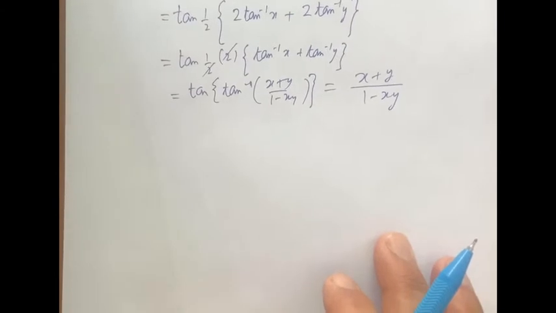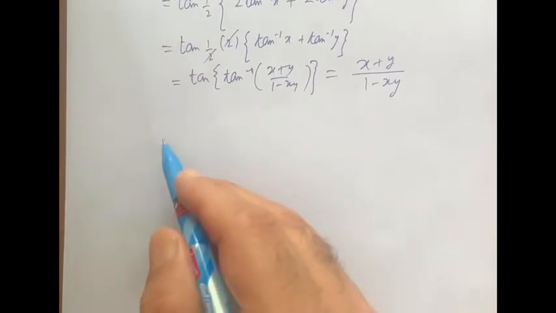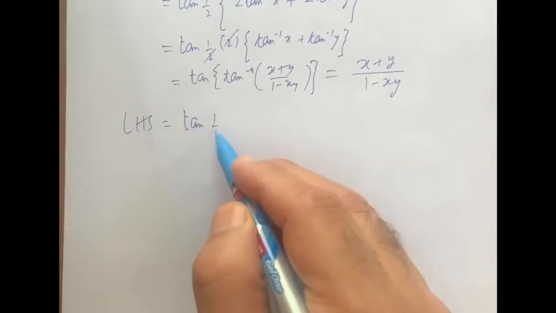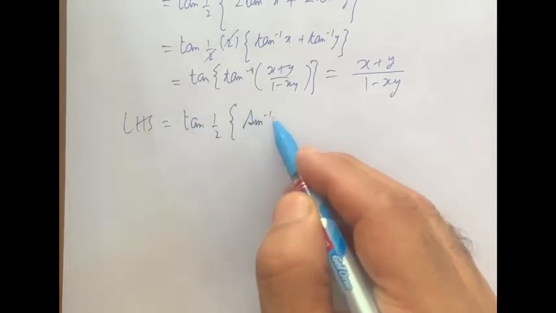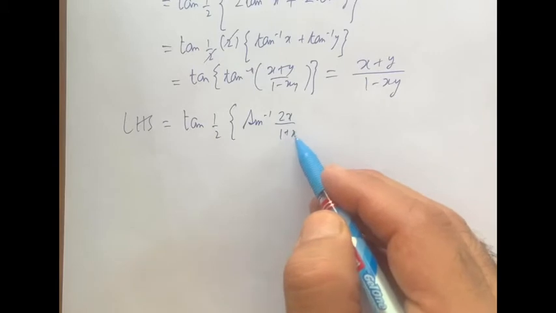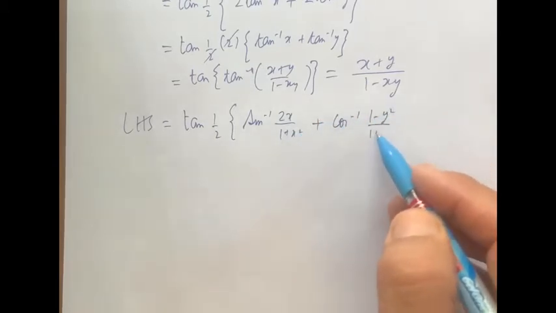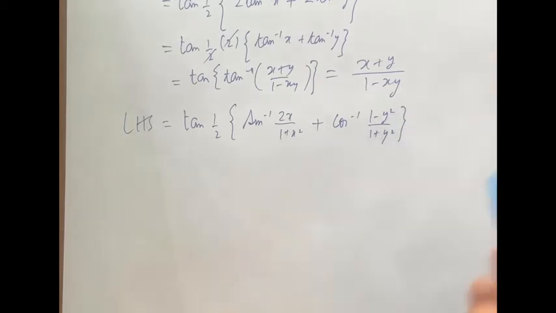We can solve the same question in another method. Left hand side, this is tan 1 by 2 sine inverse of 2x upon 1 plus x square plus cos inverse of 1 minus y square upon 1 plus y square.